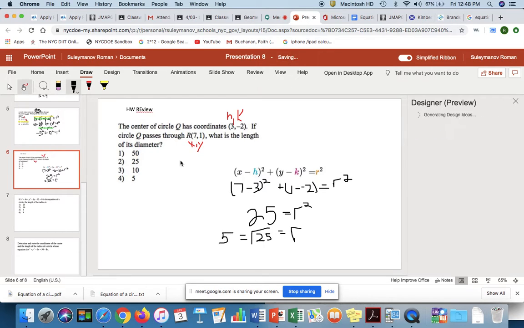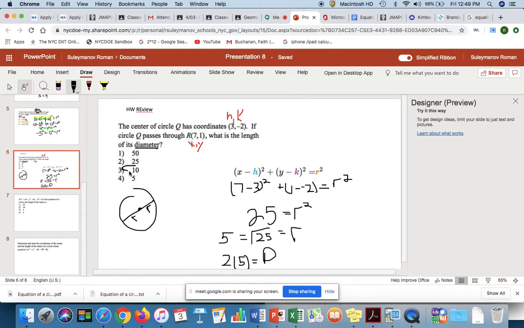And this question asks you for a diameter. So the radius is the distance from the center to a point on the circle. The diameter is twice of that. So 2 times 5 equals your diameter, or just 10.